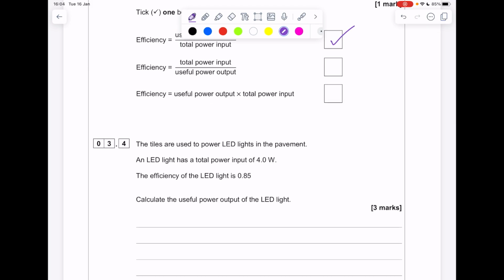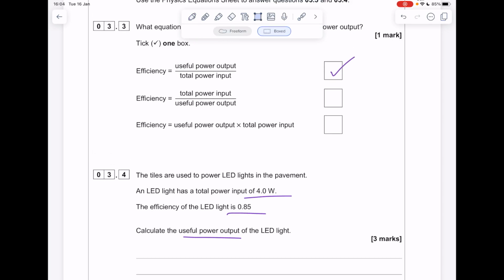The tiles are used to power LED lights in the pavement. An LED light has a total power input of 4 watts. The efficiency is 0.85. Calculate the useful power output. So we steal that equation, just write it down in the exam.